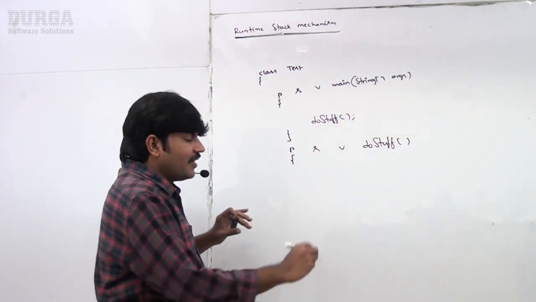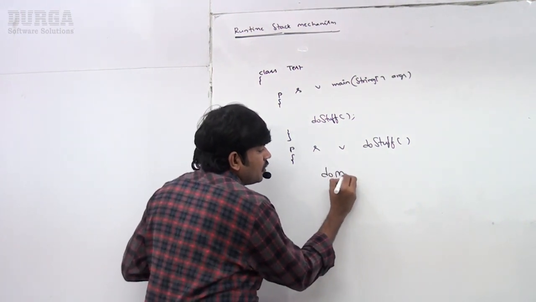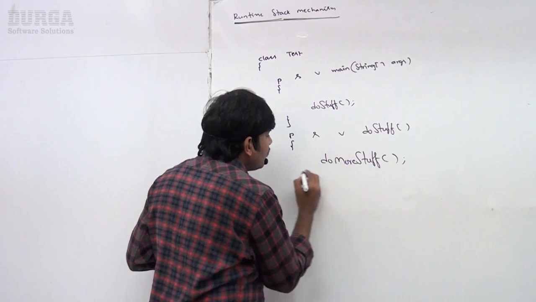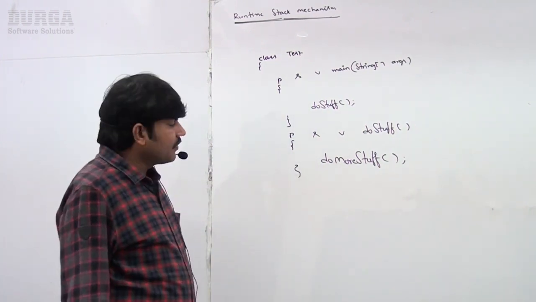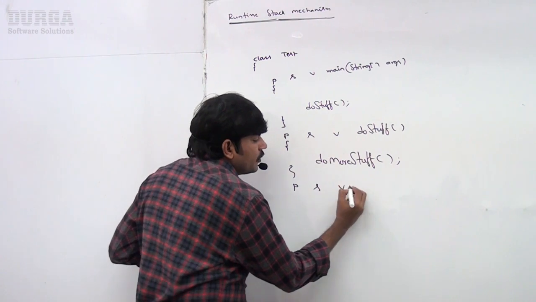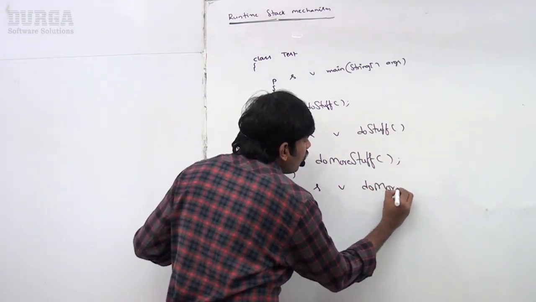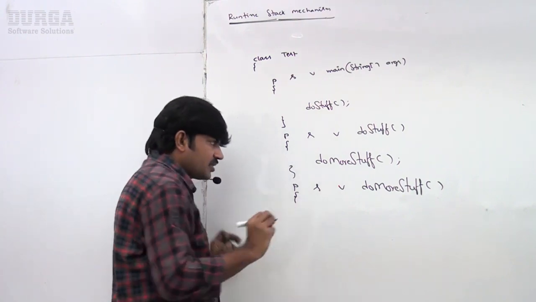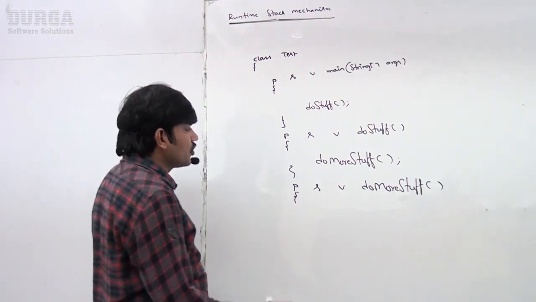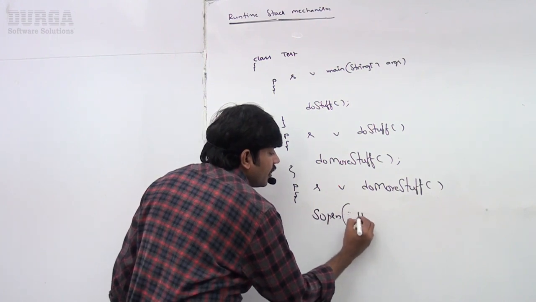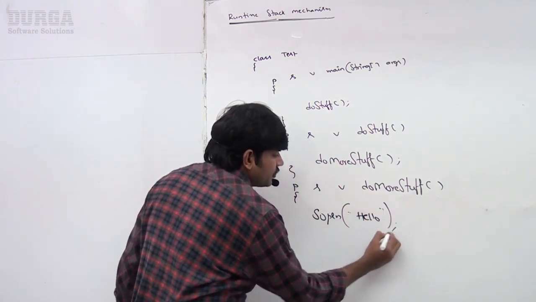This doStuff internally calls doMoreStuff. Okay, well, now public static void doMoreStuff. Inside doMoreStuff, System.out.println of hello, like I took, sir.